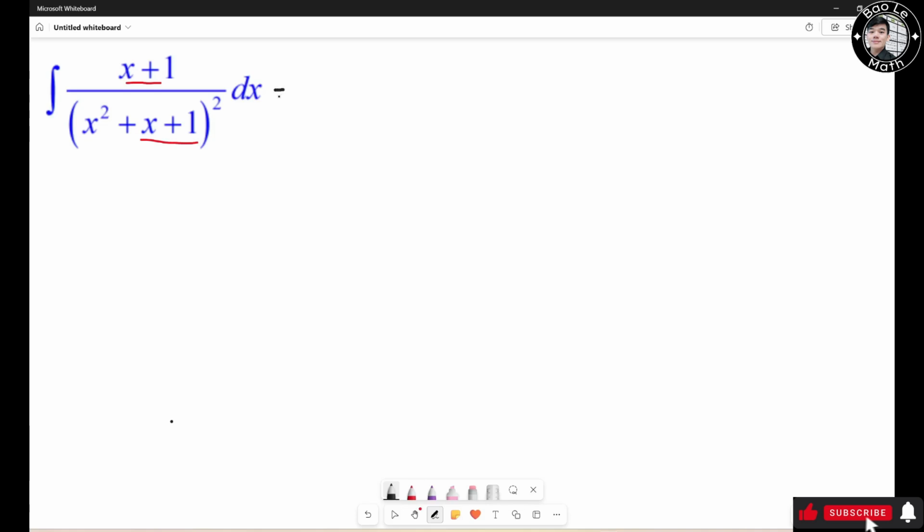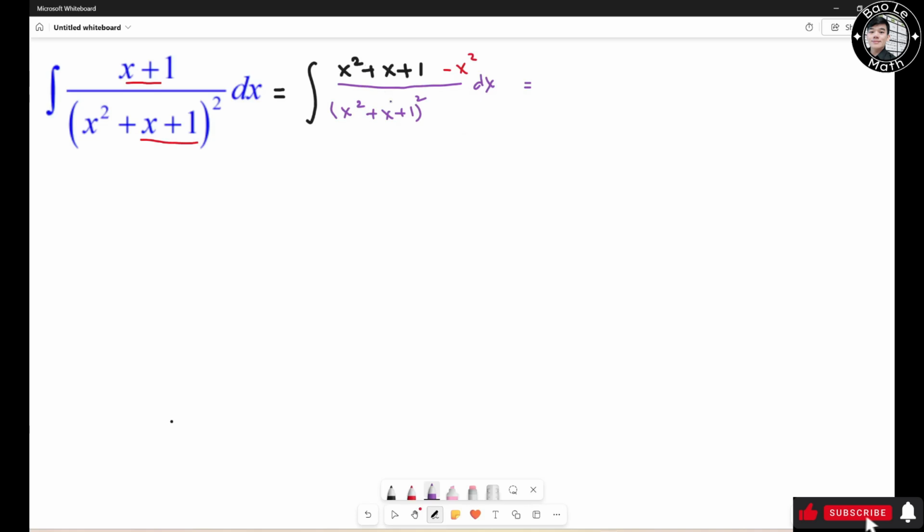Then we need to rewrite the top as the integral of (s² + s + 1) minus s². Basically, you just add and subtract the same s², over (s² + s + 1) all squared, ds.